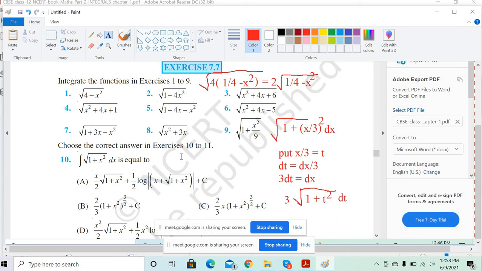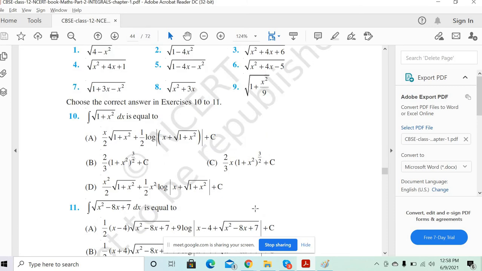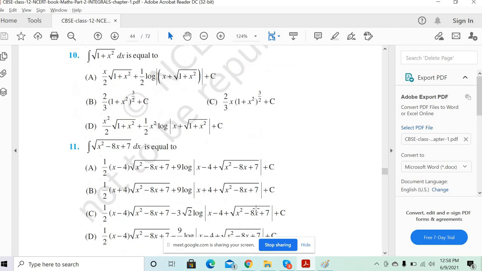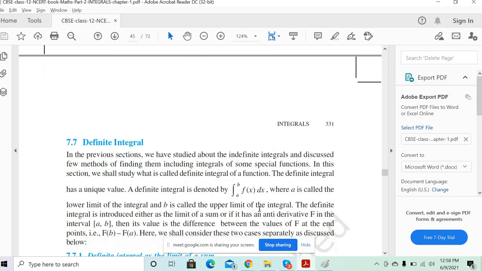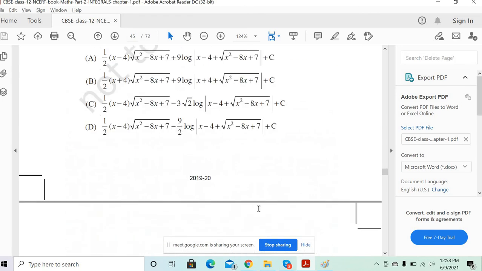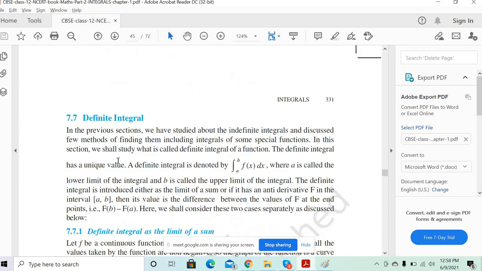Got it, Vijay? Yes, I want this one. It's x by 6 root of x square plus 9, plus 3 by 2 log of x plus root of x square plus 9. Correct. Yeah, got it. Correct answer. Now this is pretty simple and straightforward. Now this you can just do as part of homework, okay? Then the 10th and 11th I think should not be required right now. We can just directly go to the definite integral, isn't it?